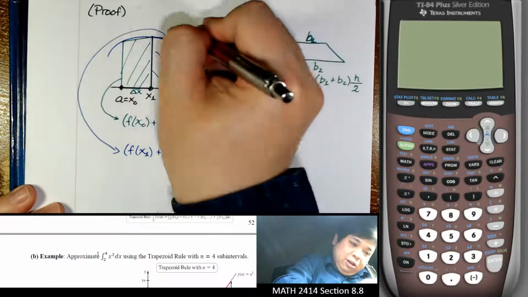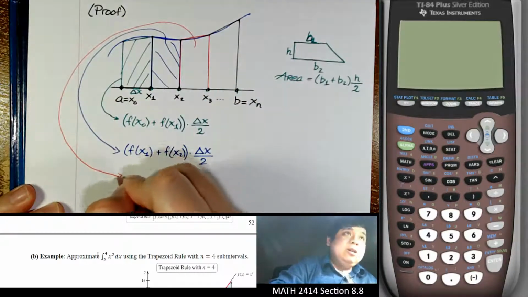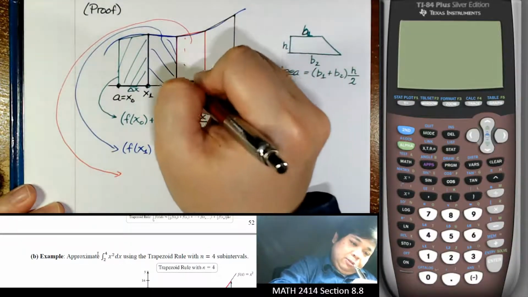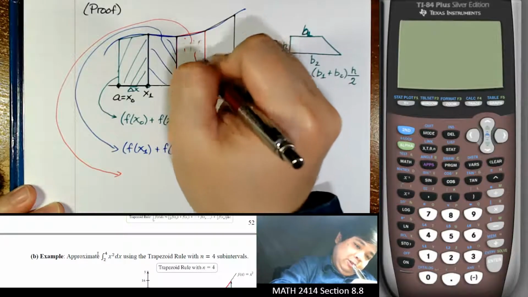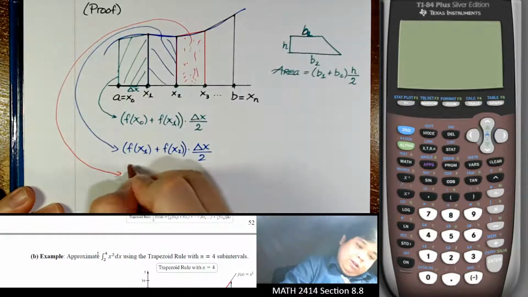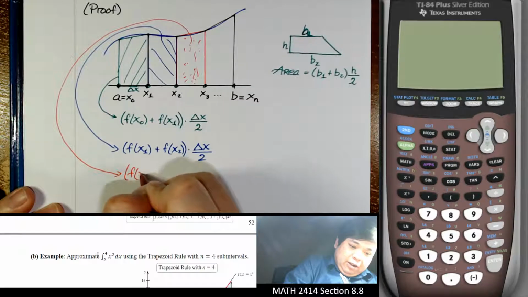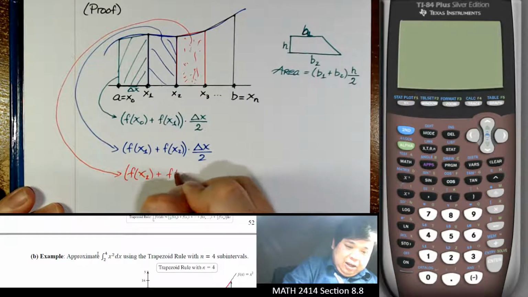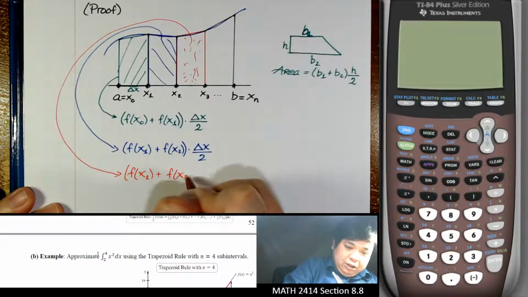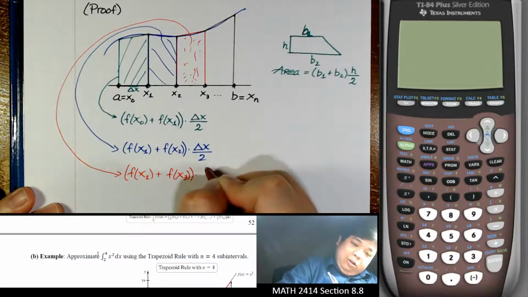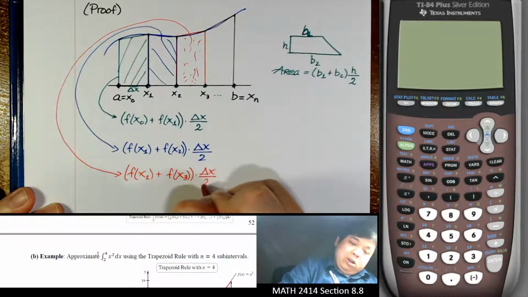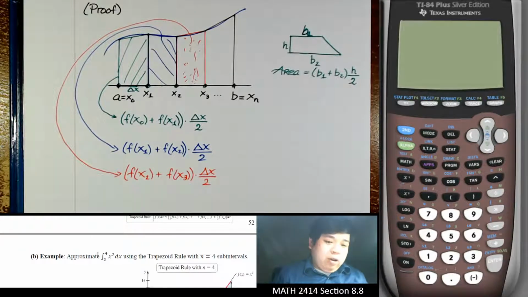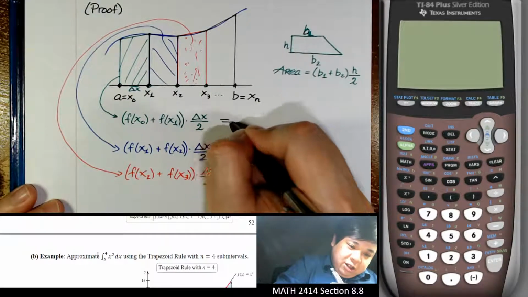And then the third one: f of base 1 and base 2, times the height divided by 2. Right. Now let's just multiply now and see what happened.